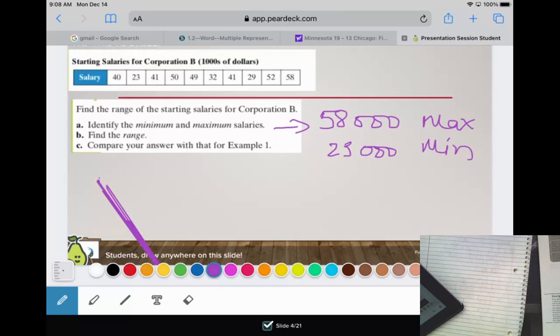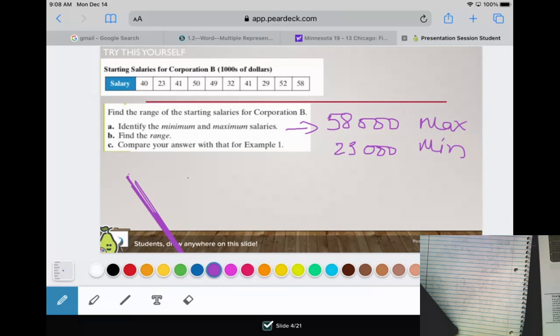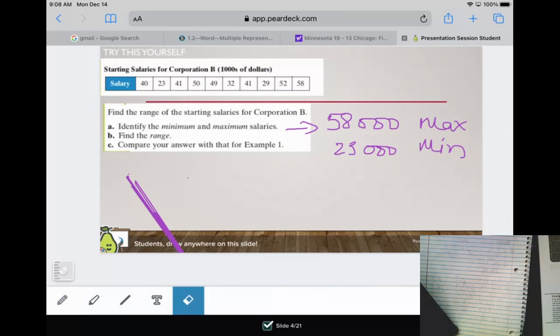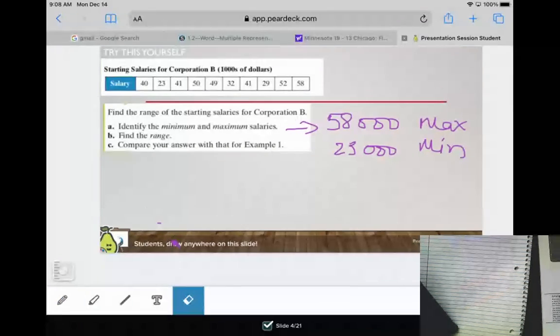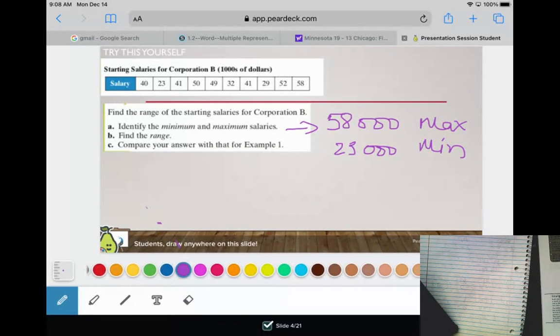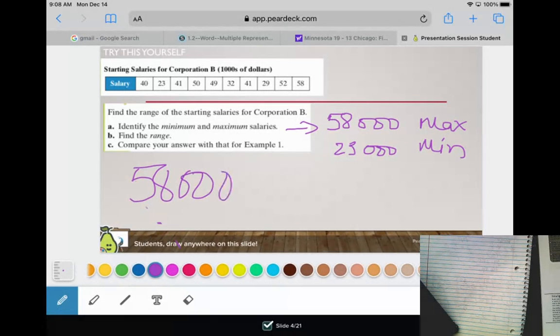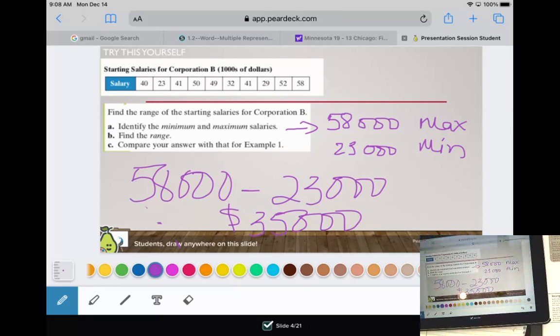We take 58,000 minus 23,000, and that gives you 35,000. That's good. That's what most of you got, and that is correct. So finding the range is really simple: maximum minus the minimum. I'm going to move on from this one.